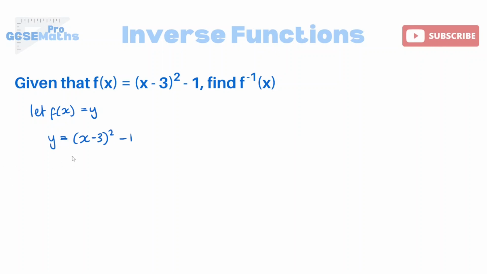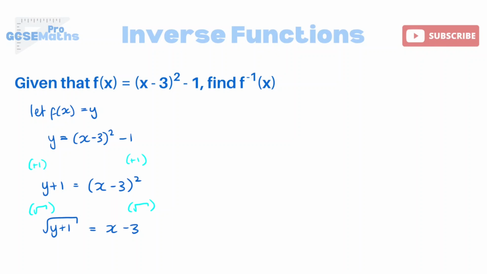So to get x as the subject, I'm going to add 1 first, because that's just on the outside, isn't it? y plus 1 is equal to (x minus 3) squared. Now I'm not going to expand this, okay? I'm literally just going to square root it. Just want to open up those brackets. So square root both sides, and again we can just write it as the square root of y plus 1 equals x minus 3. That's now opened up.